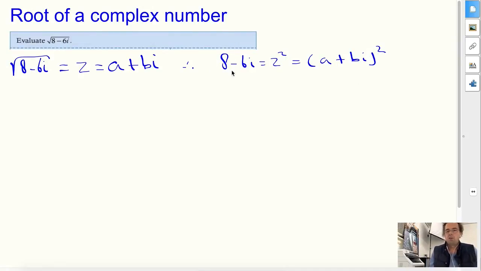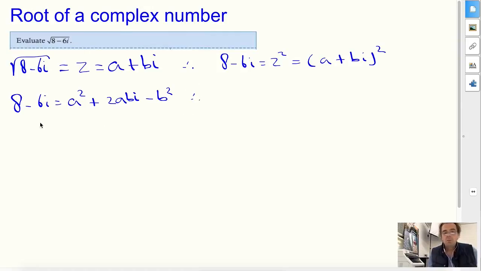Now I'm going to concentrate on the 8 take 6i and the (a plus bi) squared, and if I find a and b, then I will have my z. So 8 take 6i is a squared plus 2abi, and then bi squared, so that's b squared i squared, so let's take b squared, because i squared is -1.